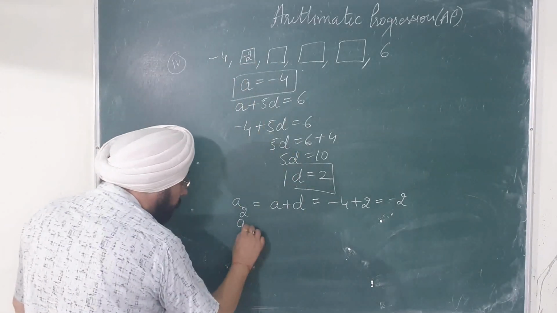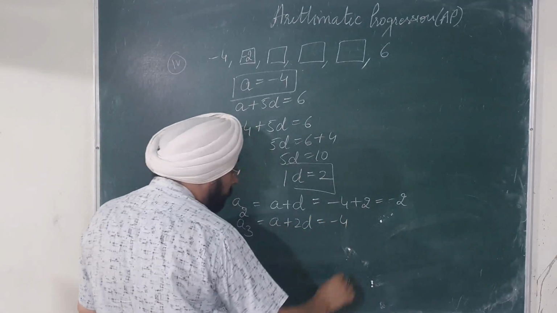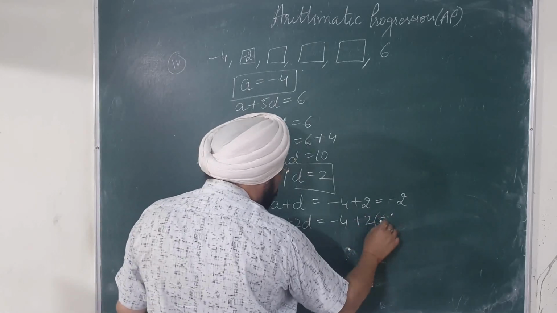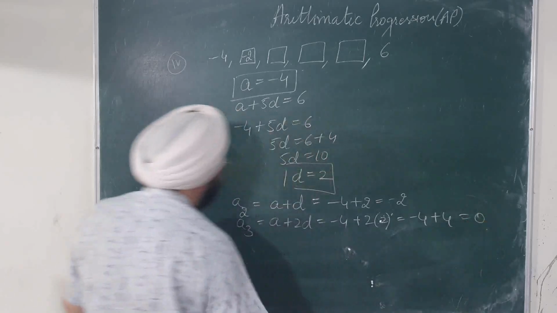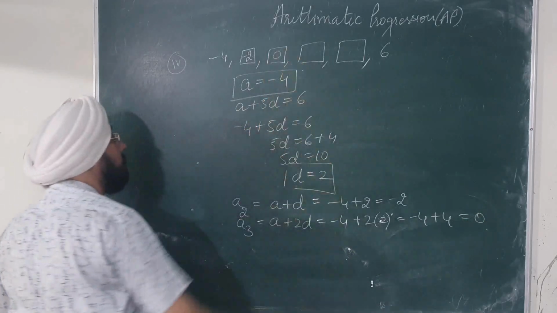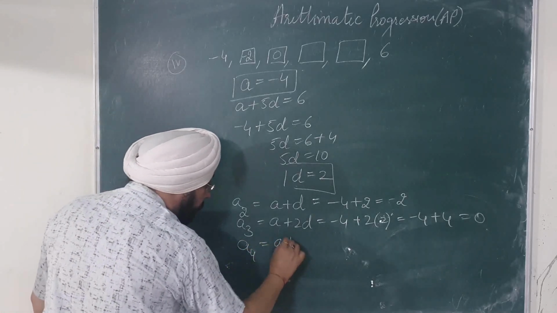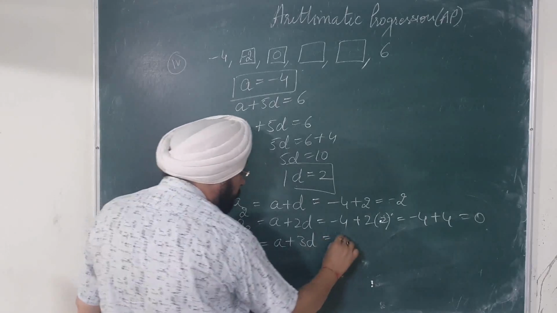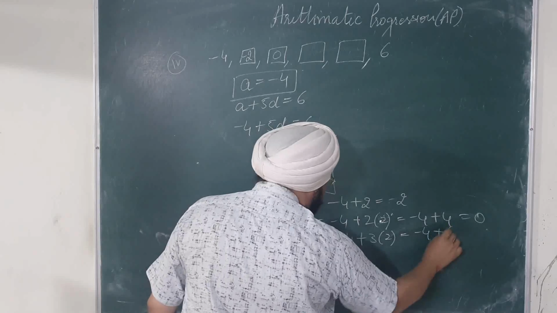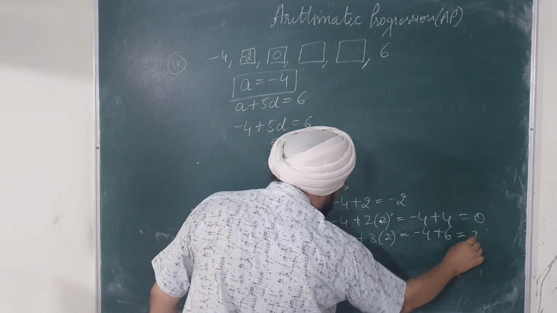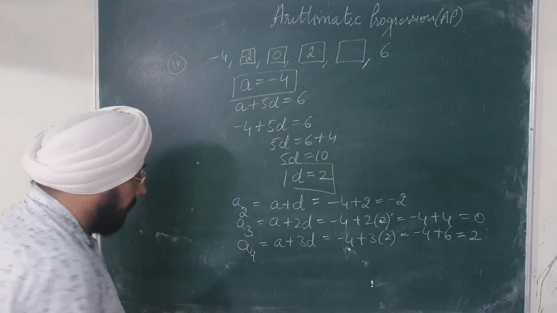Then we have to find out the third term, which is equal to a plus 2d. So this is minus 4, and this is 2 multiplied by 2. This is minus 4 plus 4, that is equal to 0. It means the third box is 0. Then we have to find the fourth term, which is equal to a plus 3d. Substitute the value of a and d. We get minus 4 plus 6. So what is 6 minus 4? It's positive 2. So this is the fourth term.